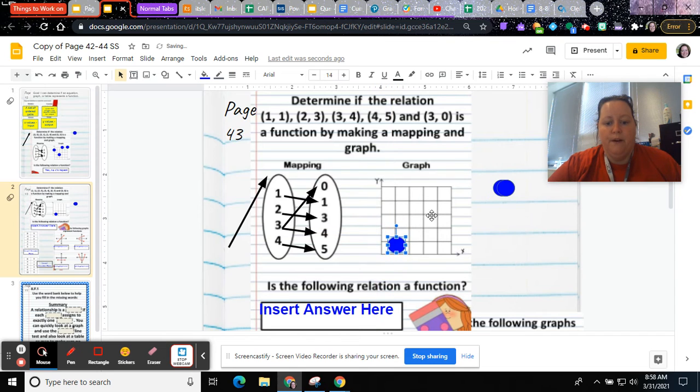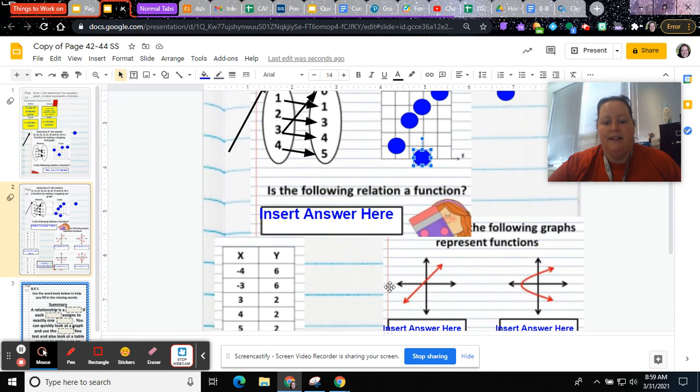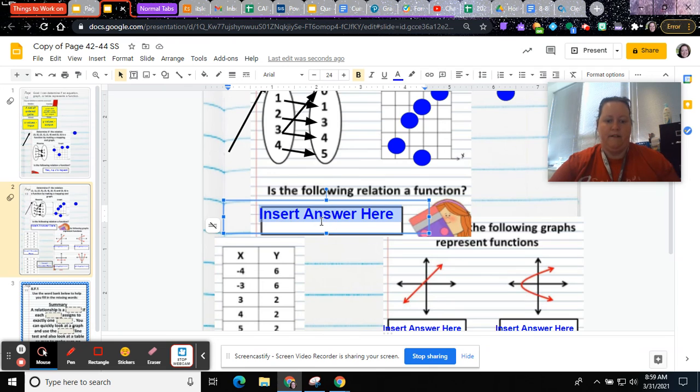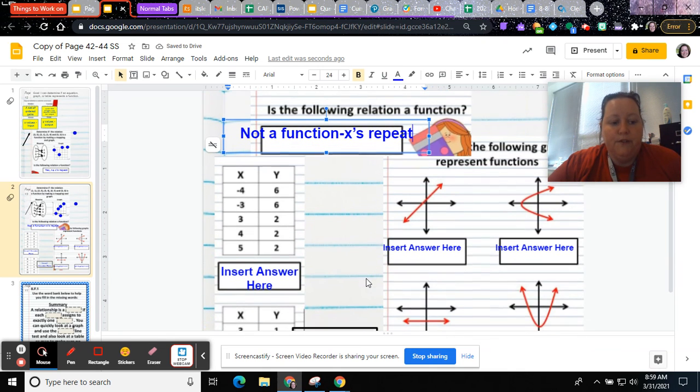So we have (1, 1). My circles are about as big as my graph. (2, 3), (3, 4), (4, 5), and then (3, 0). You'll see right here that since these two are on the same vertical line, it is not a function. X's repeat. Okay, stay tuned to video 2 to finish these.